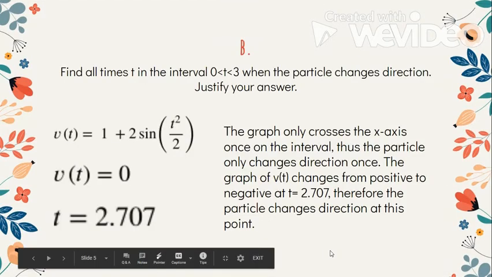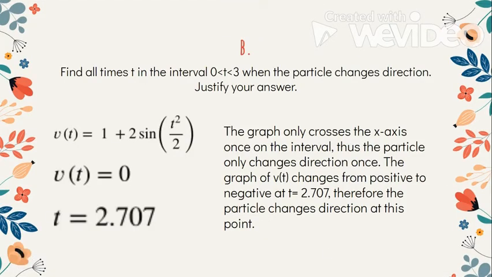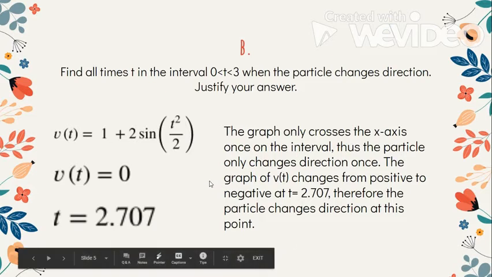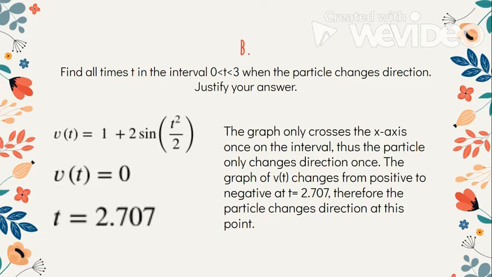For part B, the question asks us to find all times on the interval from 0 to 3 where the particle changes direction. To begin this problem, we must first insert our given equation for velocity, v of t equals 1 plus 2 sine of t squared over 2, into our graphing calculator for y1 and hit graph.